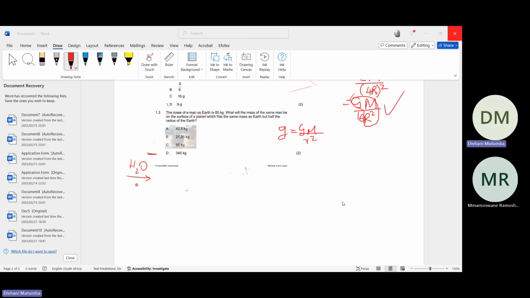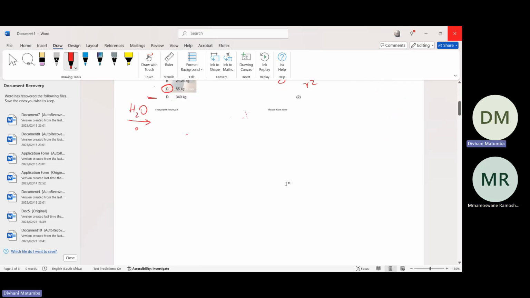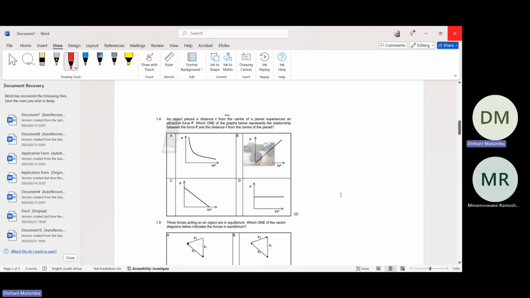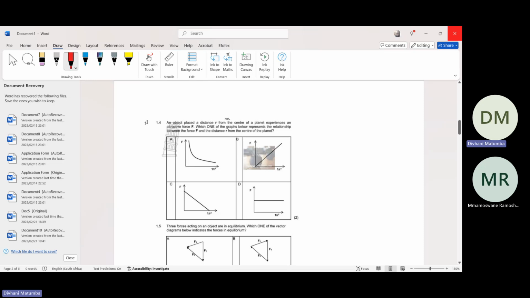Your weight will be different on different planets because your weight depends on the gravitational acceleration, not your mass. Okay, so you understand? Yeah, I understand now. The answer is C. If you go to another planet, your gravitational acceleration will be different, and so is your weight.